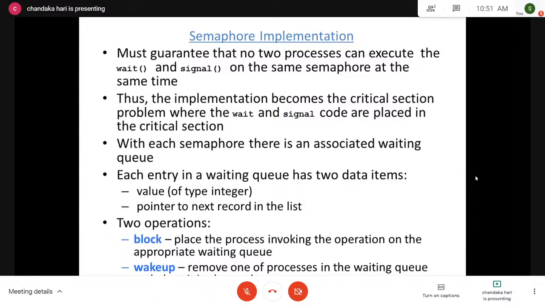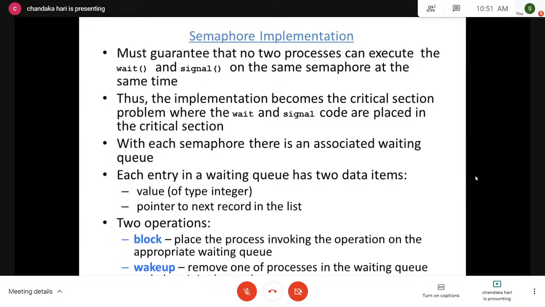Now, coming to the next one, two more operations. We have already seen two system calls, wait and signal. We are also going to see another two system calls, called block and wakeup. So what are these block and wakeup calls? Block is a system call that places the process invoking the operation on the appropriate waiting queue. And wakeup removes one process from the waiting queue and places it in the ready queue.